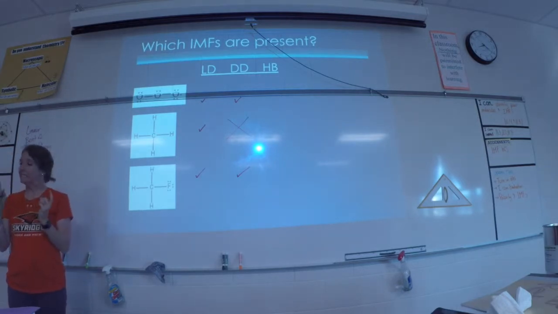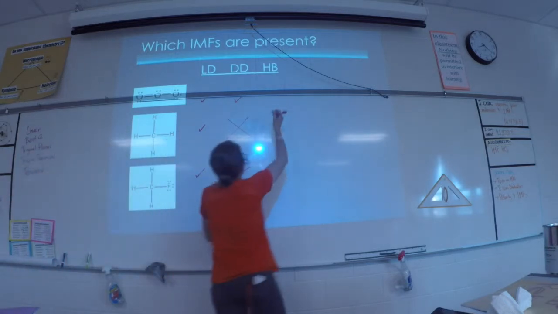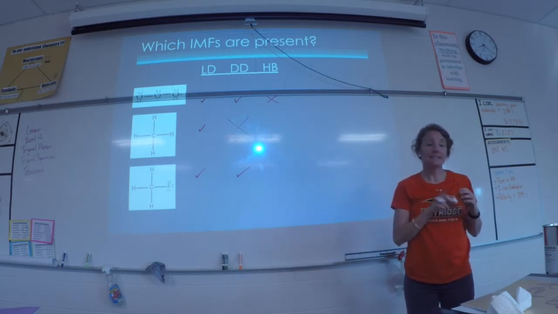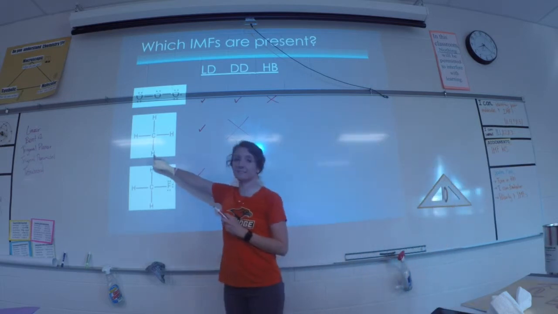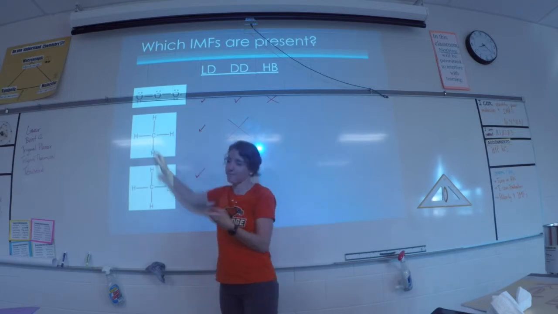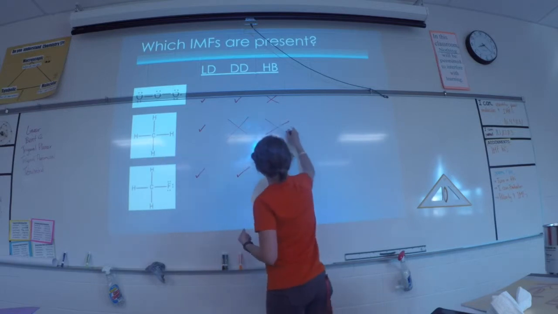Hydrogen bonding, number one, it has to have a hydrogen. So the first one doesn't have hydrogen bonding because it doesn't even have hydrogen. Now the second molecule has hydrogen, but it's not NOF. It has to be connected to an N, O, or an F. So nope, no hydrogen bonding.